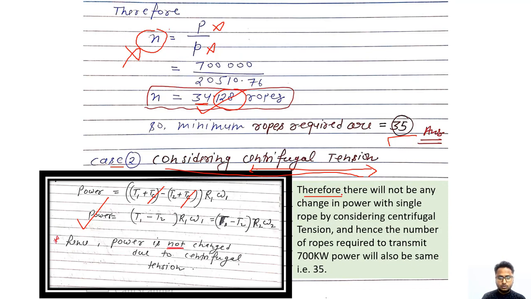Therefore, you also have to write this statement: there will not be any change in the power with a single rope by considering centrifugal tension, and hence the number of ropes required to transmit 700 kilowatt power will also be the same, that is 35 ropes.